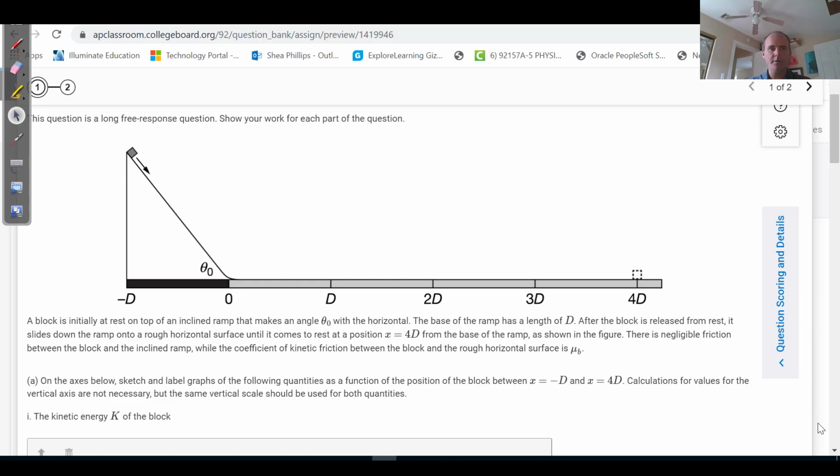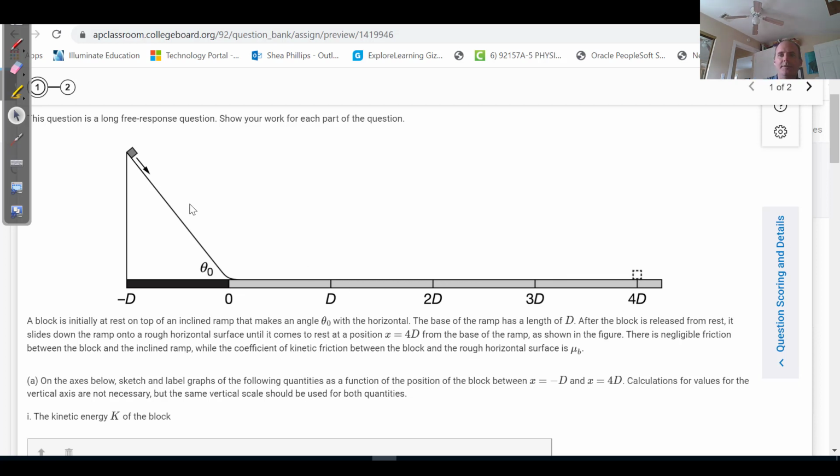Hey, physics people. So here is a question that I'm going to go over. It's a qualitative, quantitative question, and it's a pretty tough one. So let's go over it piece by piece. We have a block sliding down this ramp. Now it hits some frictional surface and it slides. In the initial case, it comes to a stop at 4D.